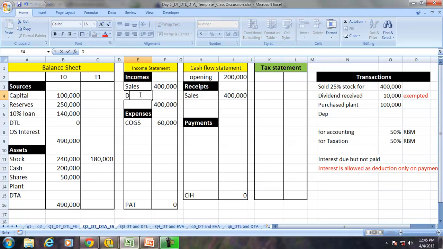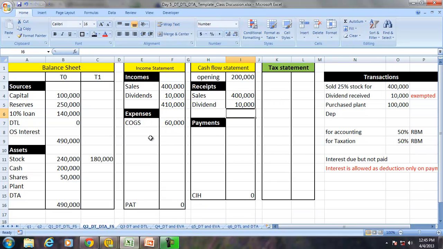Dividend received from the shares in which we have invested. The dividend received is 10,000, but it is mentioned that the dividend is an exempted income, not taxable. So the dividend is an inflow and an income.